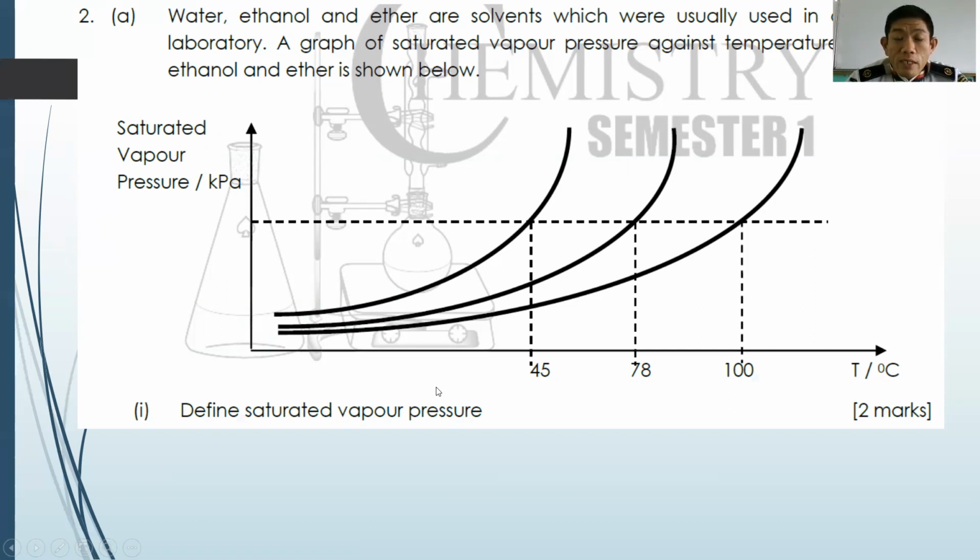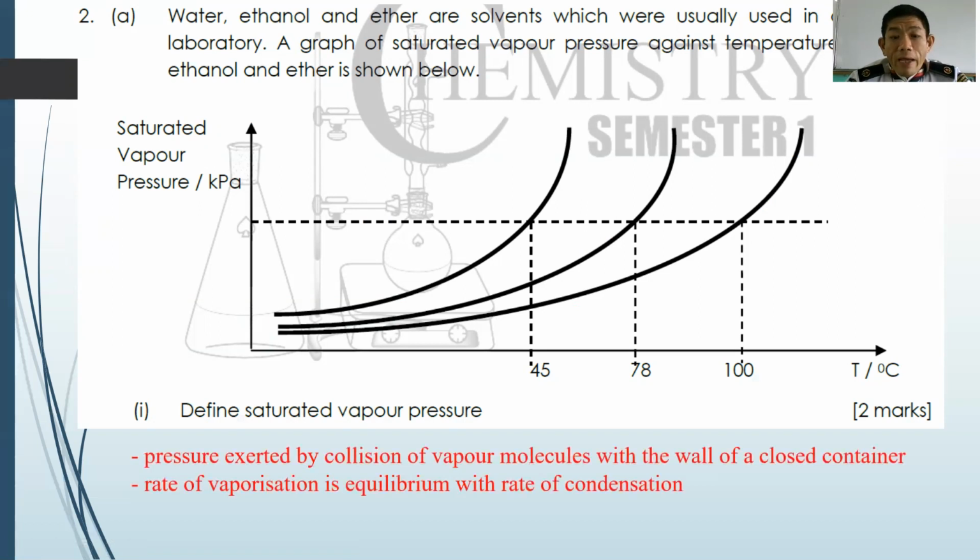Saturated vapor pressure is the vapor pressure exerted by the collision of the molecules with the wall of the container. Because of the word saturated, you also have to mention a closed system. Because the question mentioned saturated, you also have to mention this statement, where the rate of vaporization is in equilibrium with the rate of condensation. Okay, so that is how you are going to describe the saturated vapor pressure.